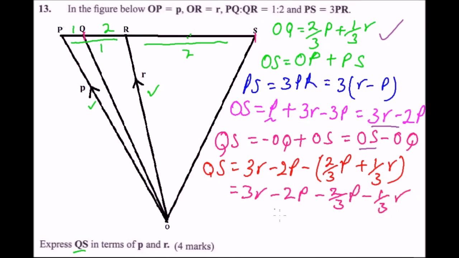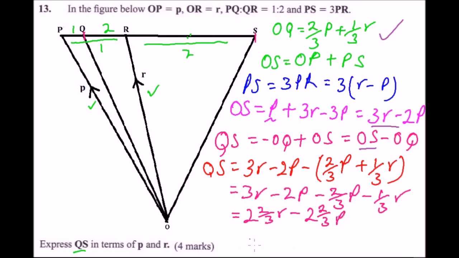Now put the like terms together. So we have 3R minus a third R. It will give us 2 and 2 over 3 R. Then minus P minus 2 over 3P will give us minus 1 and 2 over 3 P.